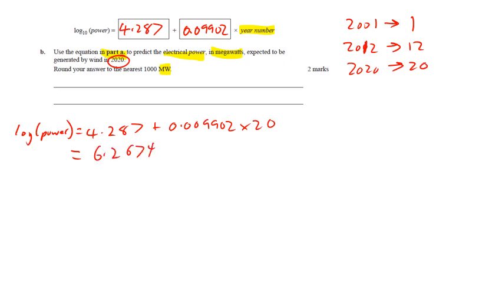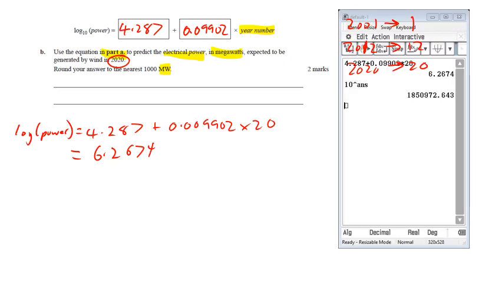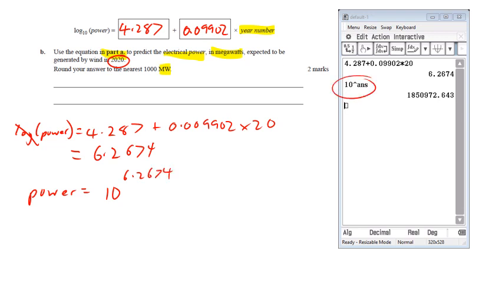If you put that all into your calculator, you'll get 6.2674, which I did into my calculator there. Oh, sorry, should delete that stuff. And then you can see we got 6.2674. Now, but that's log. So we've got to take both sides of the equation to the power 10. So if we take both sides of the equation to the power 10, that cancels out the log. So you end up with power equals 10 to the power 6.2674, which is what I've done up here. And I got this number here.